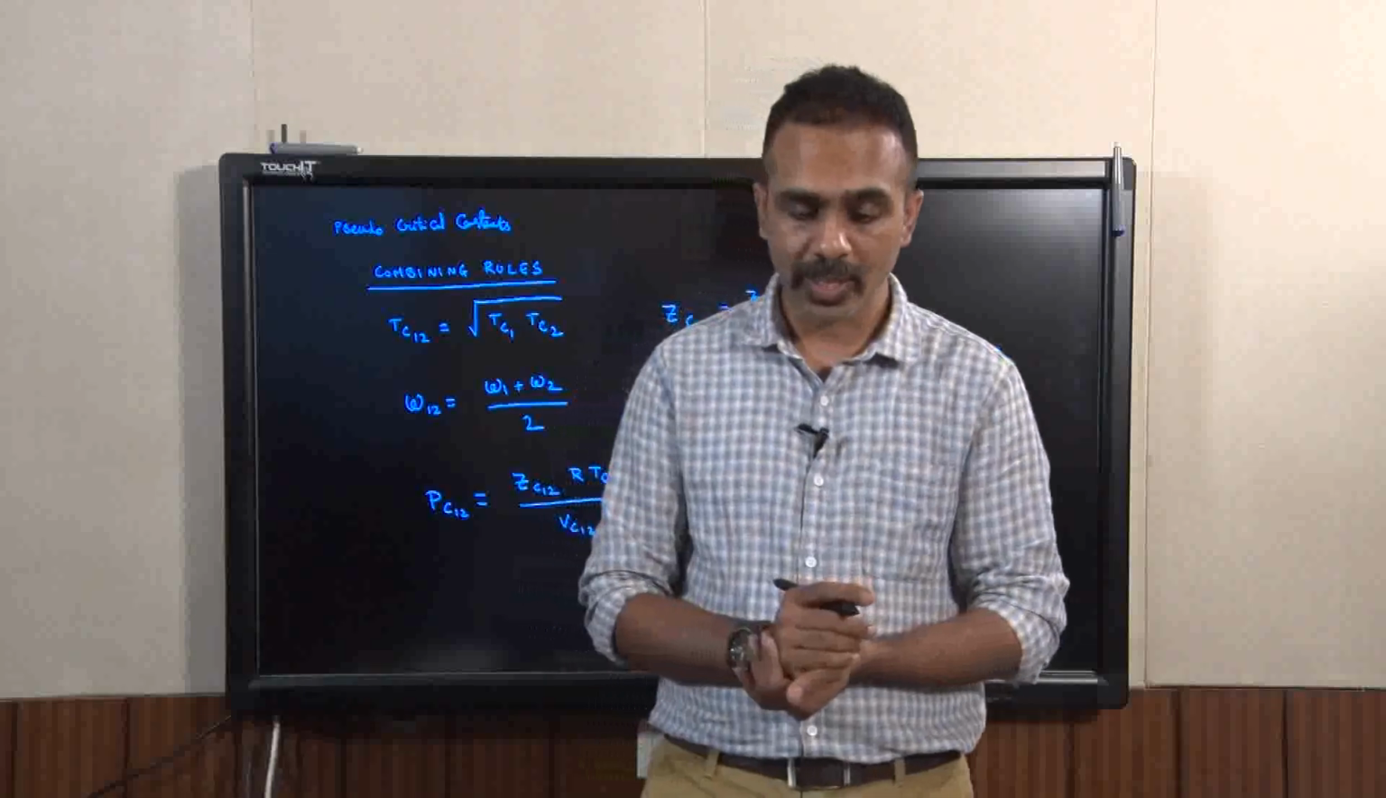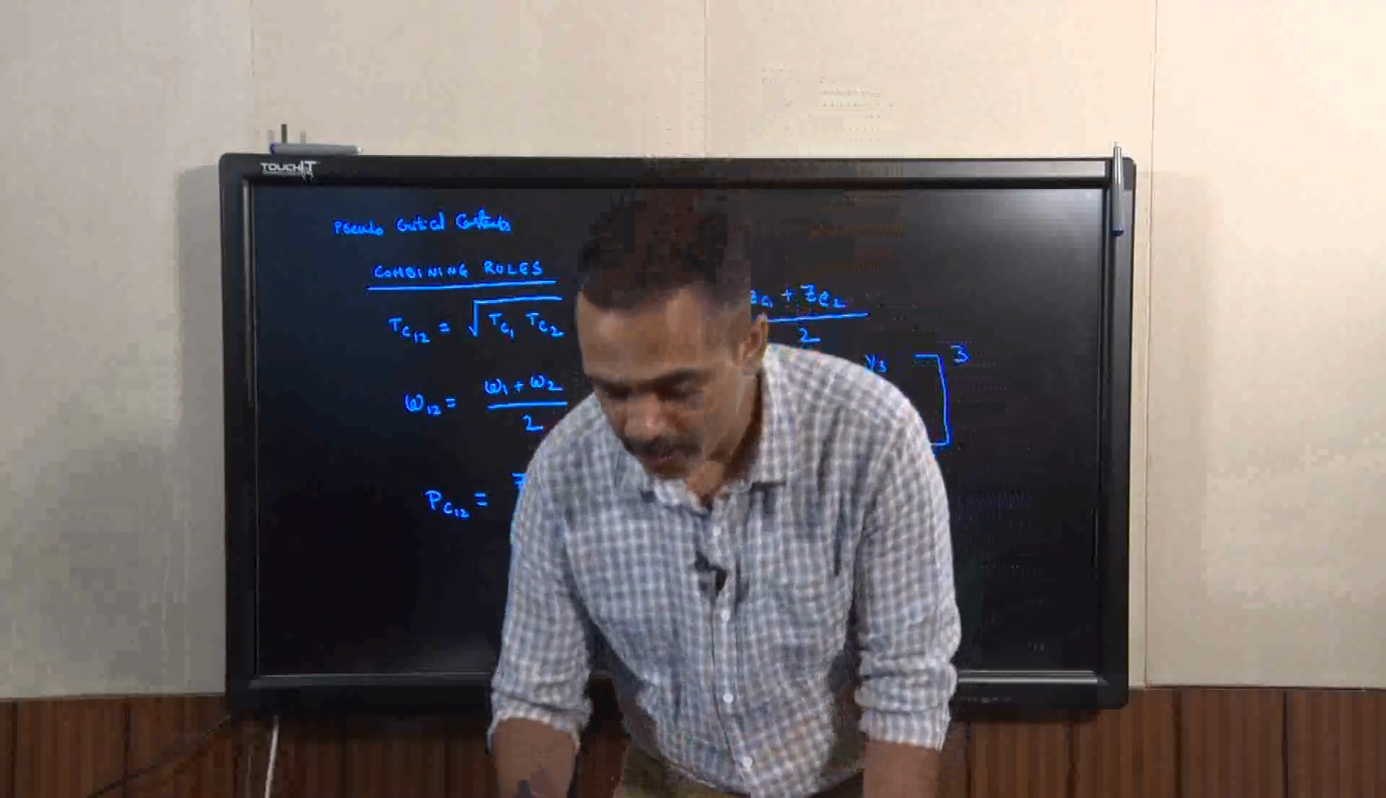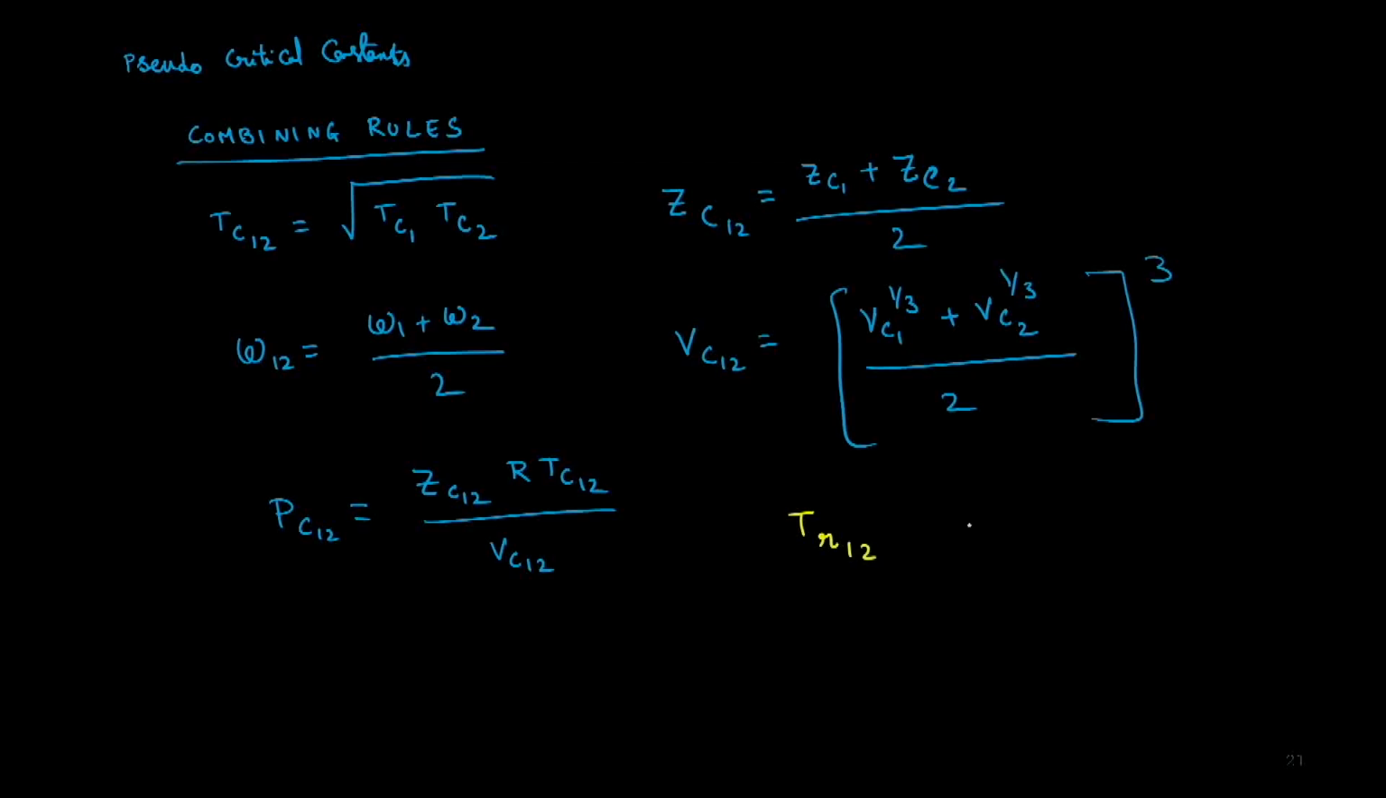Once we define the pseudocritical parameters using these combining rules, what we can do is obtain Tr12 and Pr12. Now I have Tc12 and Pc12, so Tr12 is going to be T over Tc12. This will be P over Pc12. So once I have these combining rules, I can use them to calculate the reduced temperature Tr12 given as T over Tc12. Once I have Tr12, I can use this reduced temperature Tr12 to calculate B12, or the cross-virial coefficient.